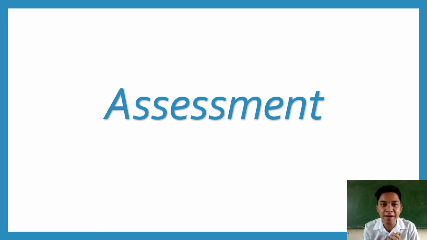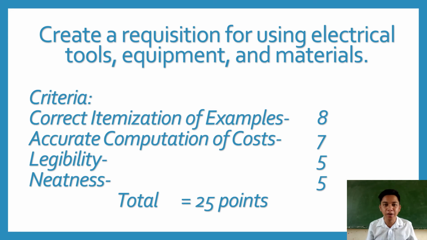Now this time, let's have the assessment. Since we practiced a while ago on how to make it, now this time you will create your own. Now for your activity, you will create a requisition form using electrical tools, equipment, and materials. So you will just choose one electrical tool, one equipment, and one material. Okay? Again, one electrical tool, one equipment, and one material. Yes, you may. If you want to make more than one electrical tools, equipment, and materials, you may. For as long as your computation is correct, because we have a criteria here.